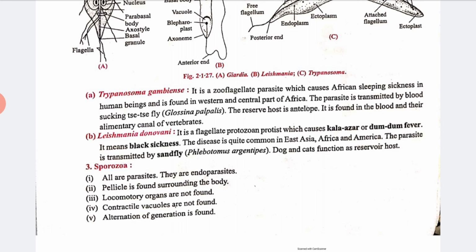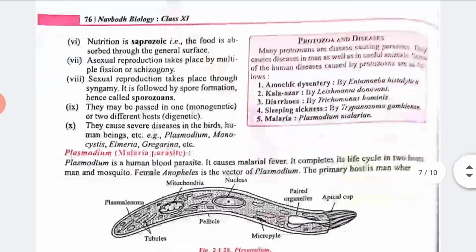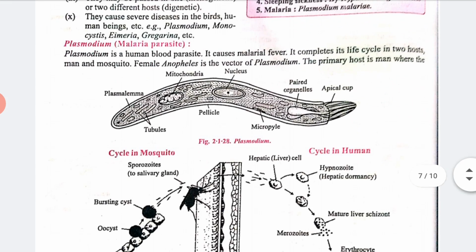Okay, now Sporozoa. So Sporozoa means all the parasites, they are endoparasitic. Now pellicle is found surrounding the body, locomotory organs are not found, contractile vacuoles are not found. In this way we have many things. Now let us talk about Plasmodium, that is the malaria parasite.